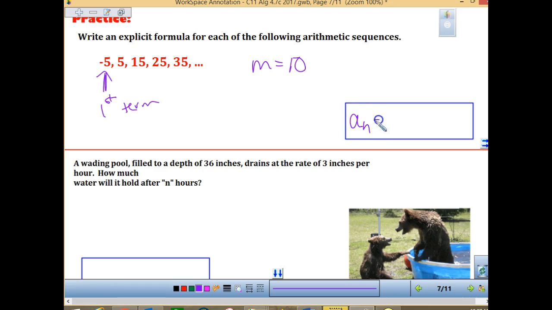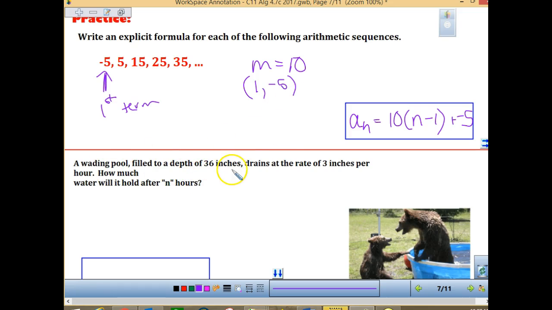A to the n is equal to 10 times n minus 1 plus a negative 5. Could you just have minus 5 back here? You have to use the first, right? So remember, for point slope, you are using that first point.